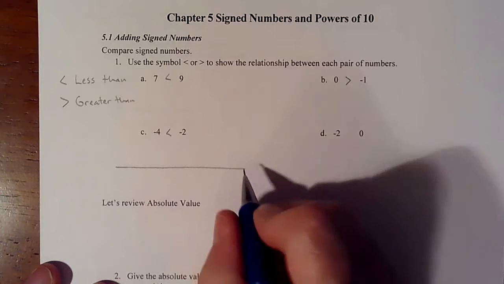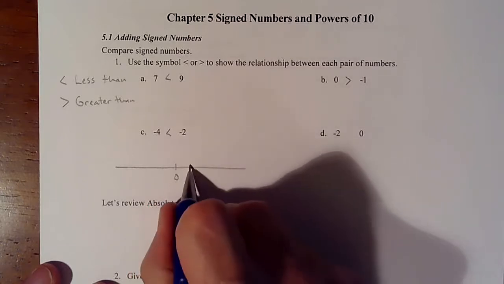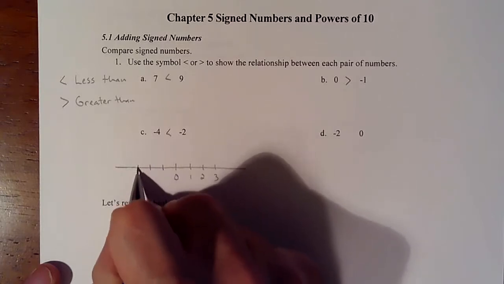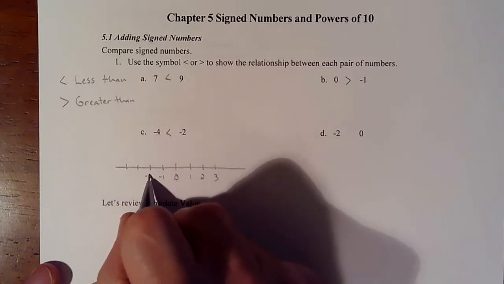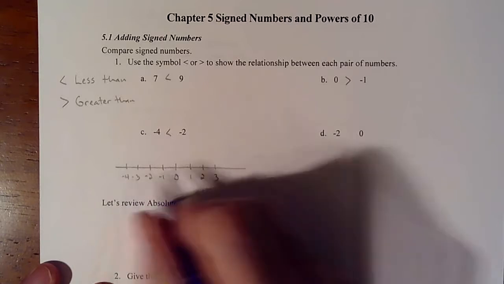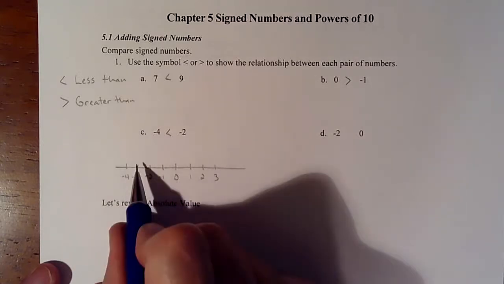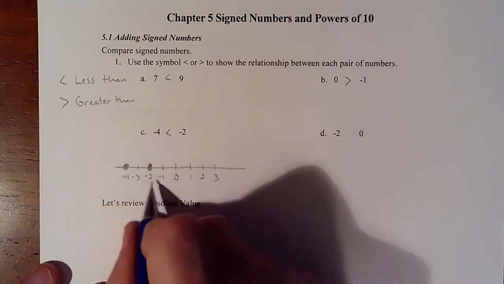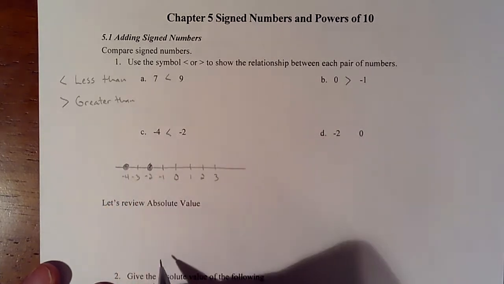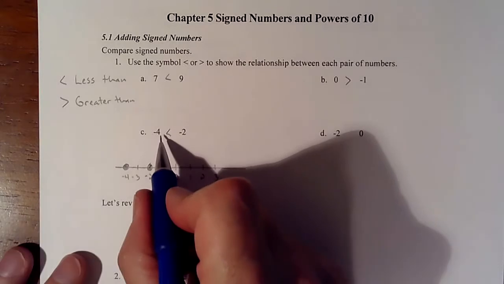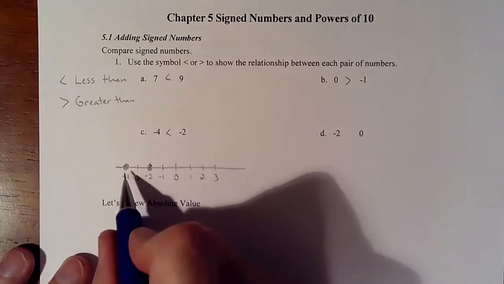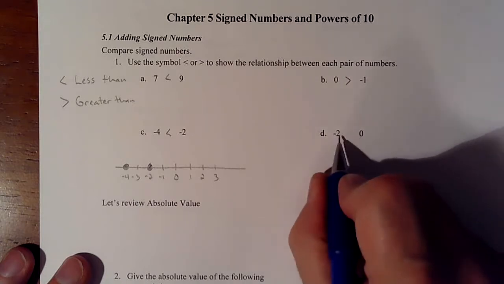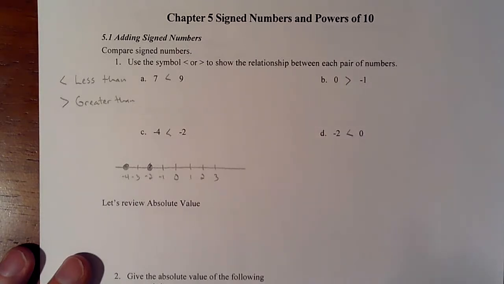If you need to, put it on a number line. Here's 1, 2, 3, and then negatives are over on this side: -1, -2, -3, -4. Anything to the right is bigger than anything to the left. So if you're comparing -2 with -4, -2 is further to the right, which makes it greater than. Going back to this one, -4 is less than -2 because it's further to the left. And -2 compared to 0, -2 is less than 0.